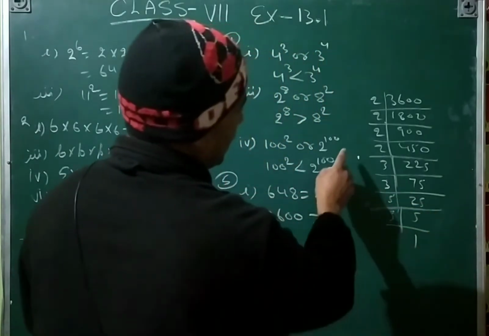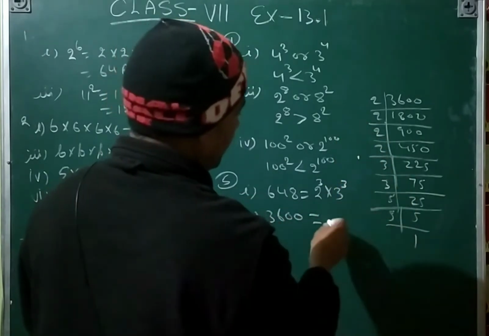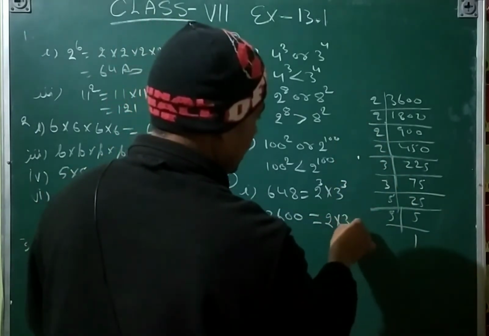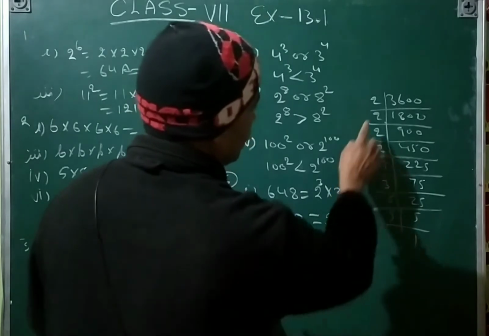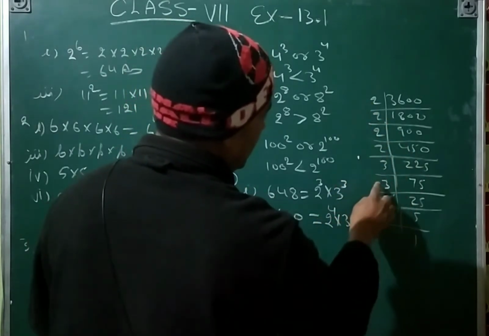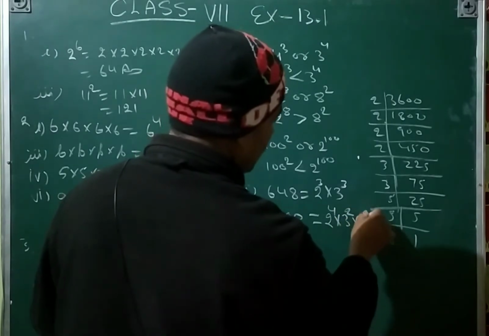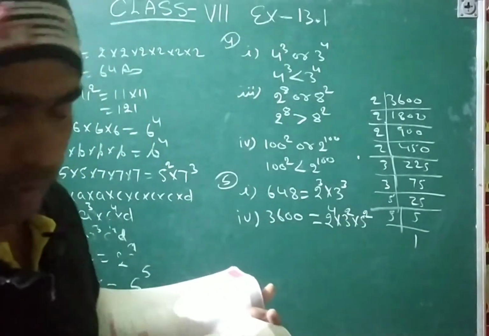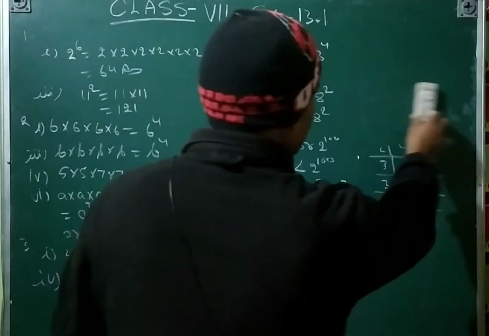So we have three types of factors, that is 2, 3 and 5. 2 is there 4 times, and 3 only 2 times is there, and then 5 is also 2 times is there. So this is the answer.